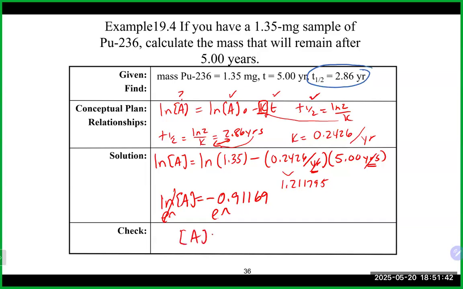That gives us a concentration of, this should be larger or smaller than what we started with? Should be smaller. If you end up larger, you maybe went the wrong way. This is milligrams in this case. And we end up with 0.402, which is obviously less than what we started with. Question on that one there? All right, we're going to leave it up there for now.